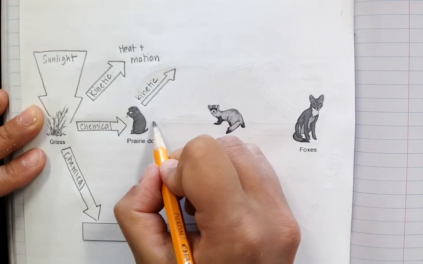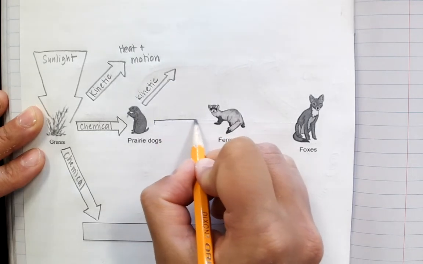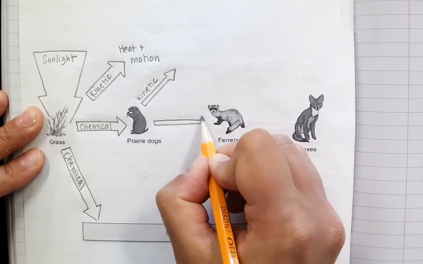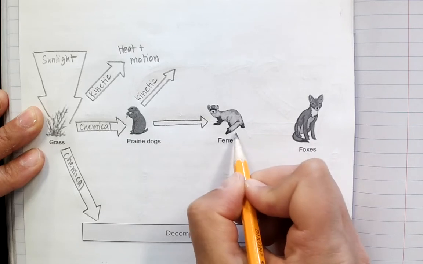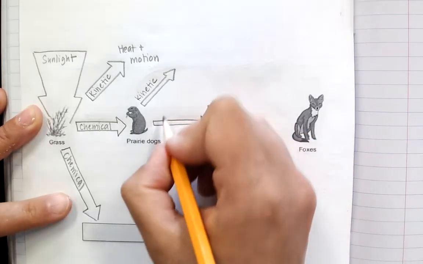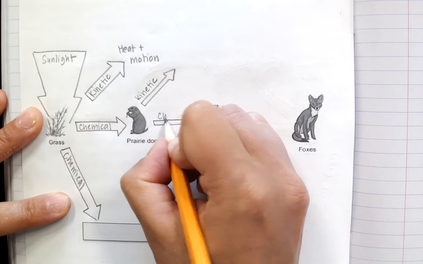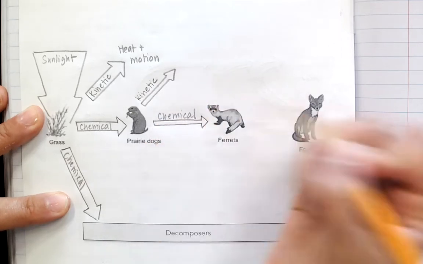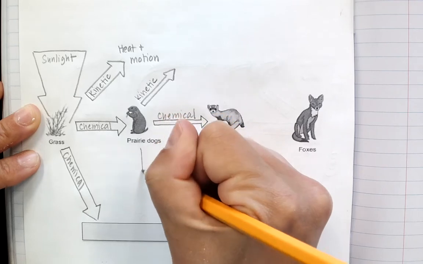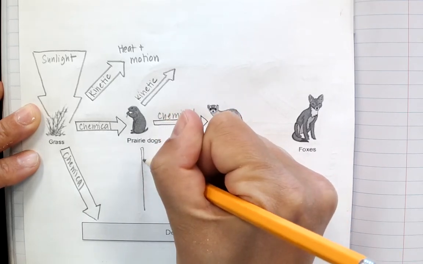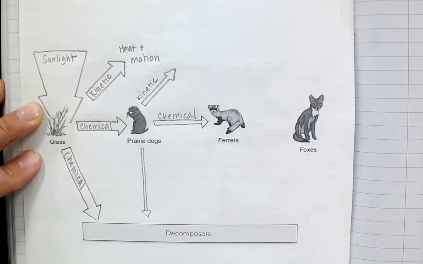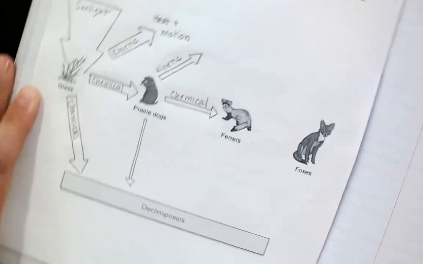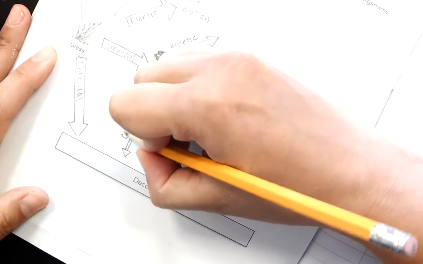Some of those prairie dogs get eaten. When the prairie dogs get eaten by the ferrets, that chemical energy in the biomolecules move into the ferrets. The ferrets are eating those biomolecules, which means we still have chemical energy. And when those prairie dogs, if they're not eaten, they'll die. When that gets passed on to the decomposers, it's still in the form of biomolecules, so we're still talking chemical energy.